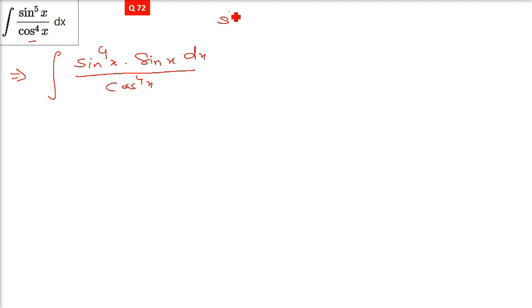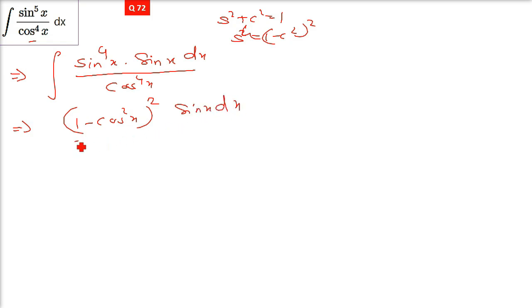So what to do with this sine 4x? Sine square x plus cos square x equals 1. Sine square will be equal to 1 minus cos square. So power 4 is 1 minus cos square whole square. So this sine raised 4x will be 1 minus cos square x, whole square. So sine x dx remains there, with cos raised 4x in the denominator. Now if you want, you can separate them out, that also you can do.